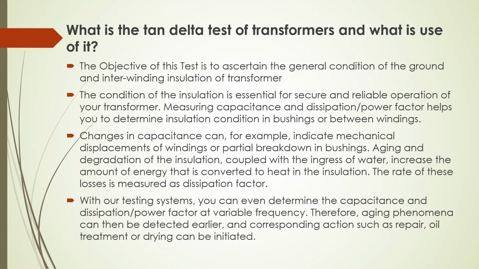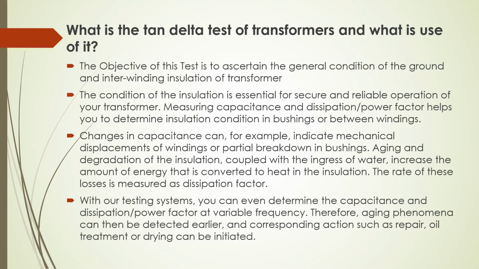What is tan delta test of transformers and what is use of it? The objective of this test is to ascertain the general condition of ground and interwinding insulation of transformer. The condition of insulation is essential for secure and reliable operation of your transformer. Measuring capacitance and dissipation or power factor helps you to determine insulation condition in bushing or between windings. Changes in capacitance can, for example, indicate mechanical displacements of winding or partial breakdown in bushings.